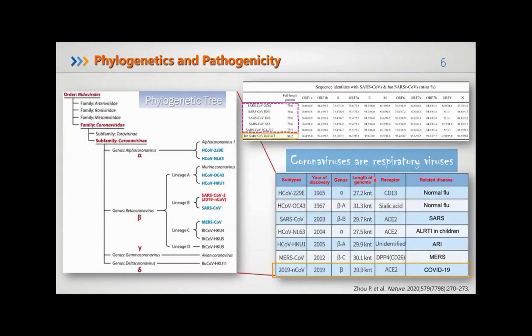MERS coronavirus belongs to the beta coronaviruses and causes Middle East respiratory syndrome, or MERS. SARS coronavirus, a beta coronavirus, causes severe acute respiratory syndrome, or SARS. SARS coronavirus 2 is the novel coronavirus that causes coronavirus disease 2019, or COVID-19. I'll list the receptor and the related disease of each human coronavirus here.